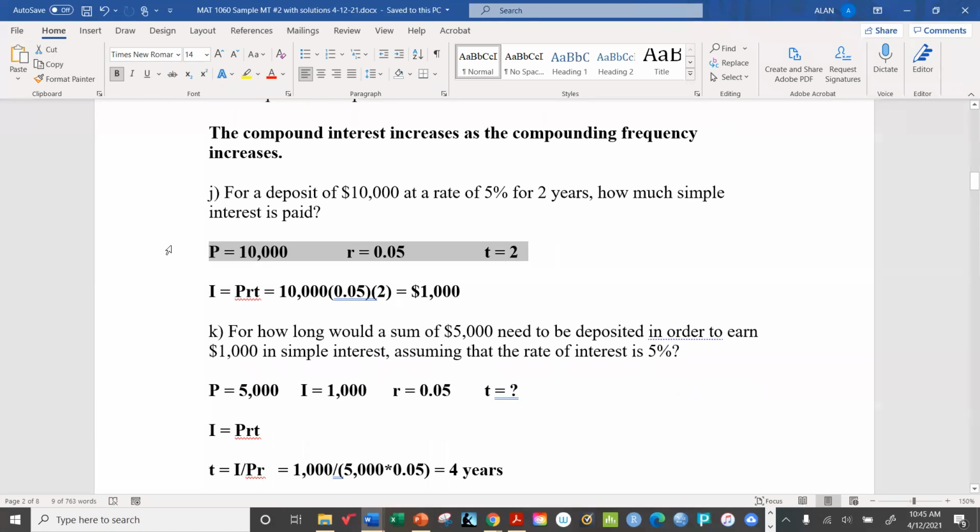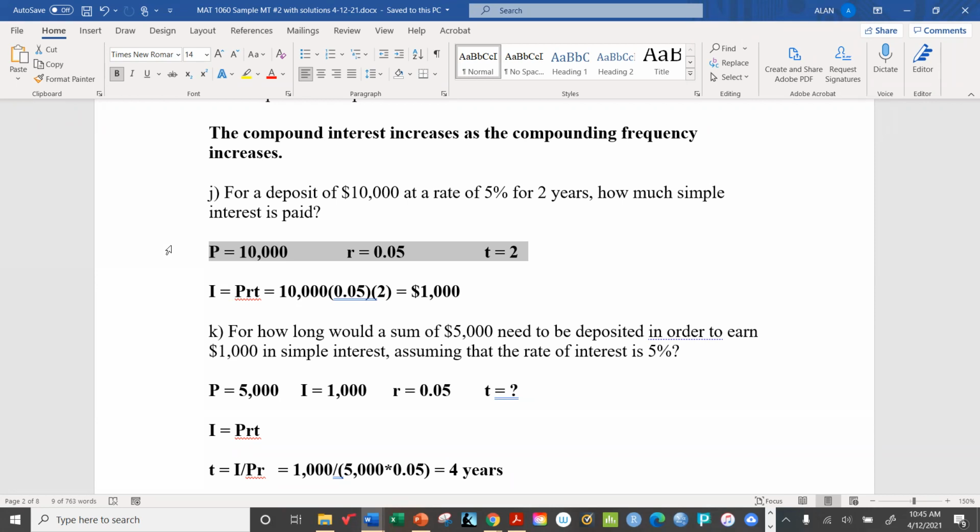Now, how about this one? For how long would a sum of $5,000 need to be deposited in order to earn $1,000 worth of simple interest when the rate is 5%? Now, you notice they're only asking about simple interest, but what's missing from here is time. They're asking us to figure out the time frame that's needed to earn $1,000 worth of simple interest based on a principal of 5,000 and a rate of 5%. So we're solving for T.